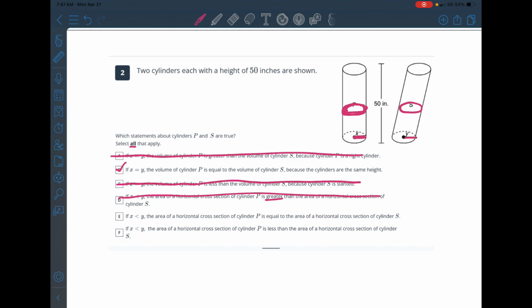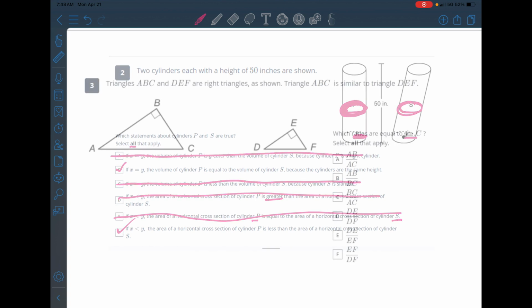If X is less than Y, same thing as in D, it's saying that the area of the cross-section of cylinder P is equal to cylinder S. No, this one would be smaller if this radius is smaller. So that doesn't work. F says if X is less than Y, same thing as in D and E, the area of this cross-section in P is less than the area of this one. Yes, that's what we've been saying.